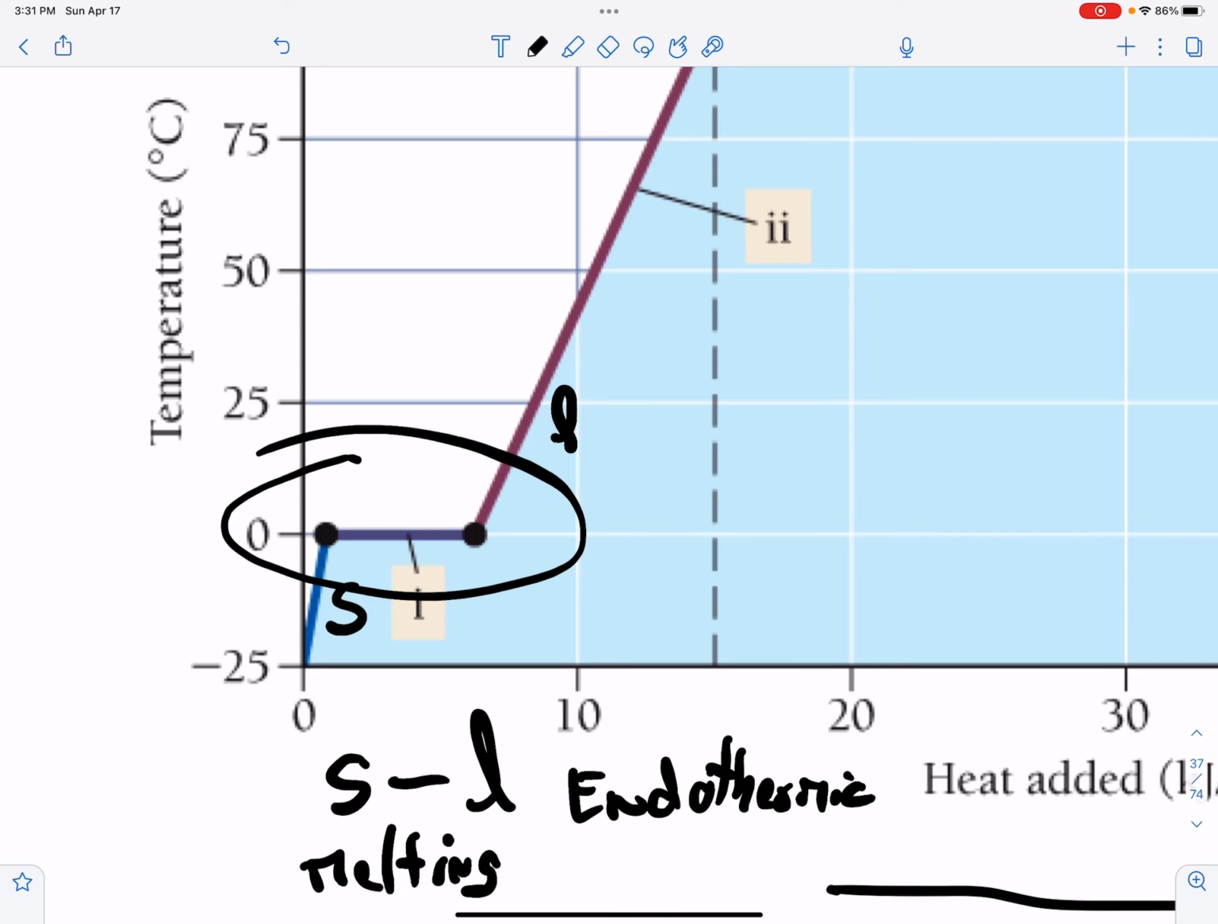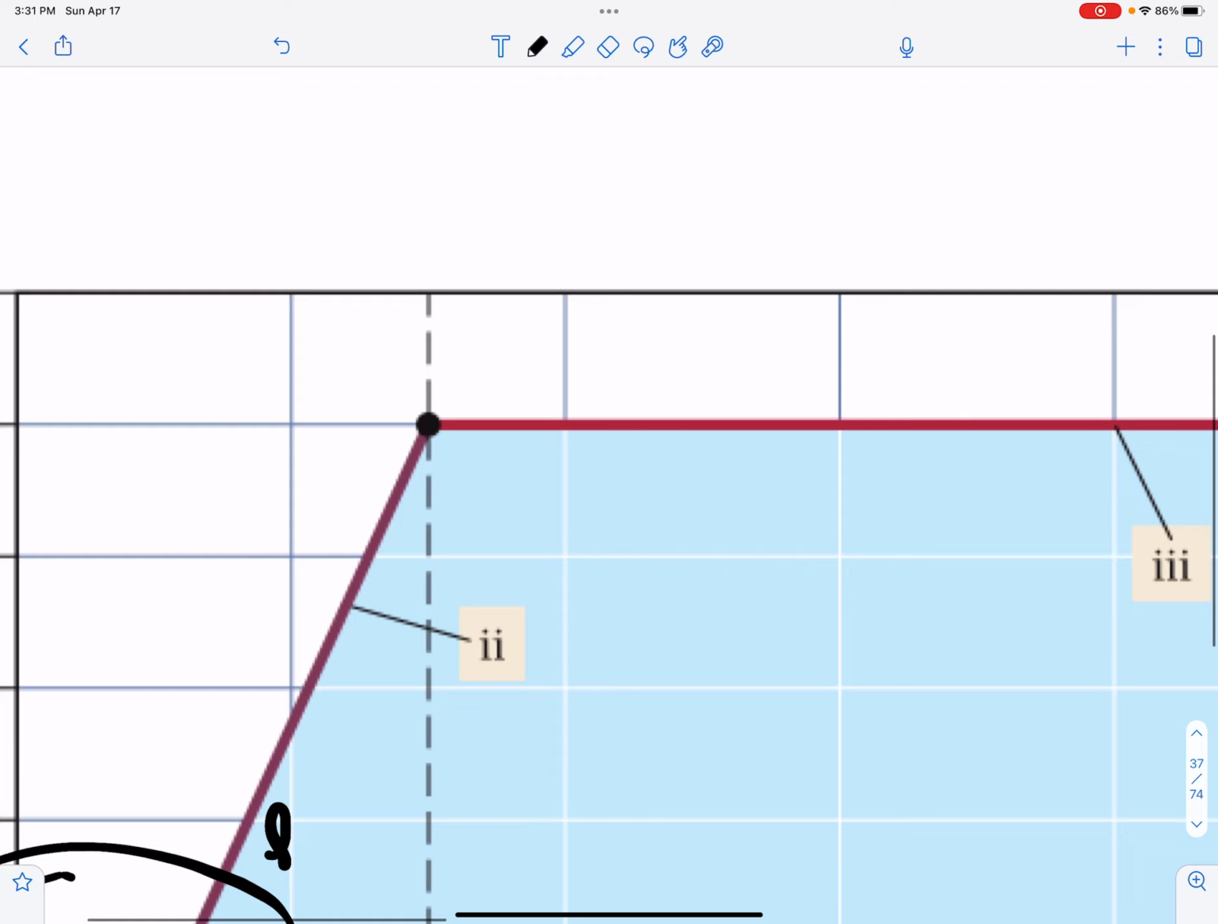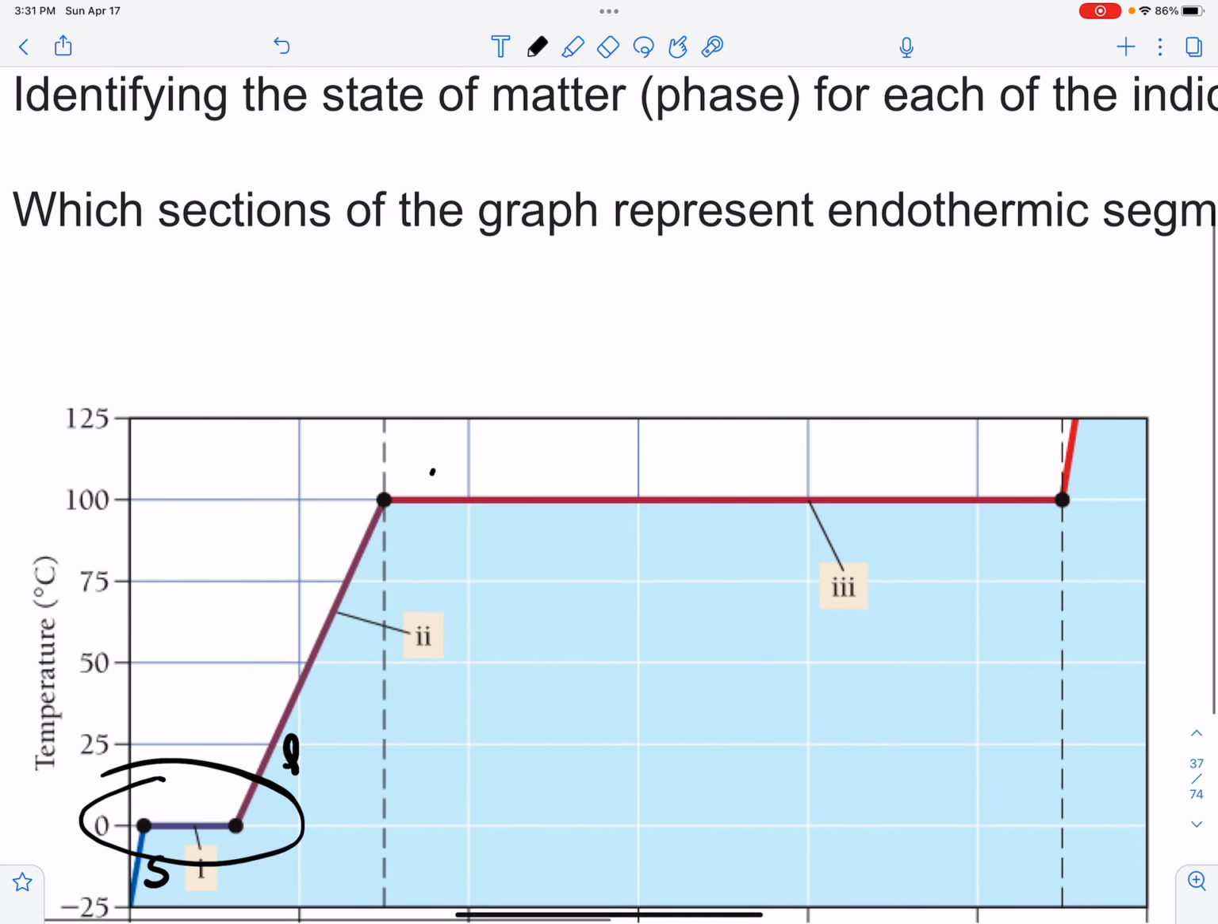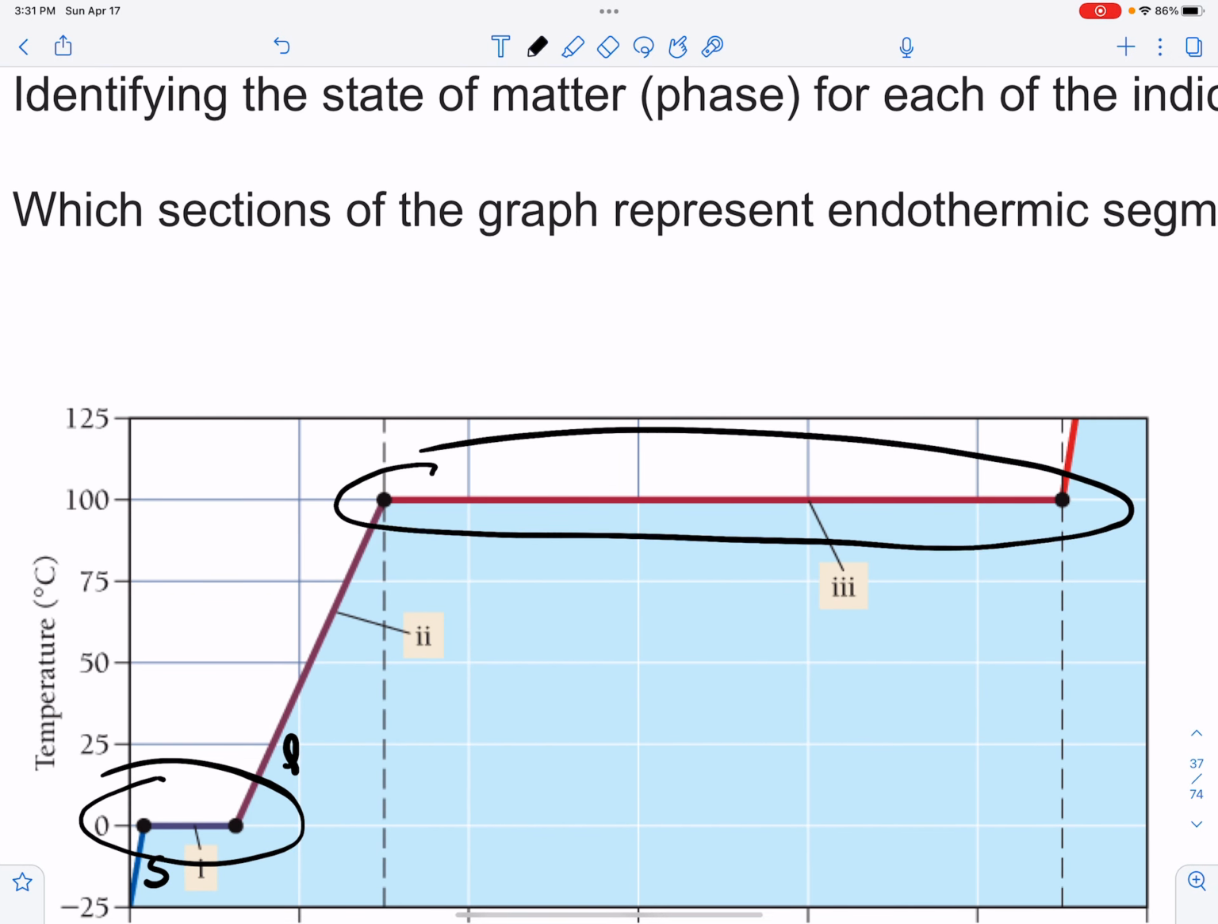So melting is an endothermic process, the same as with boiling. If we go in that way, that's boiling, where the molecules have to move even farther away from each other, and they will not feel any intermolecular forces after that. So that will require energy.